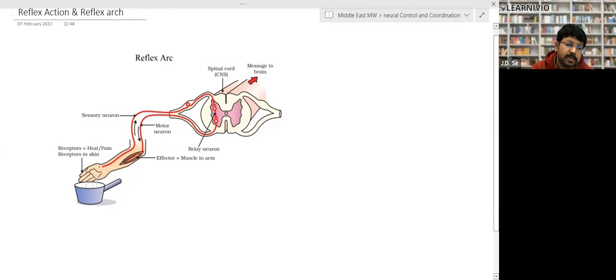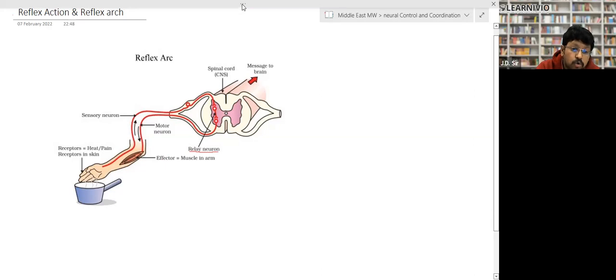So what happens when we touch any hot object? These neurons take the information, and these are the sensory neurons. They take the information to the backbone. In the backbone, there is a neuron called the relay neuron. This relay neuron takes the information and takes the decision. After taking the decision, it gives the order to the effector muscles, which are the skeletal muscles of our body part. And that's how they work, and we pull back the hand, right? This pathway is called the reflex pathway.